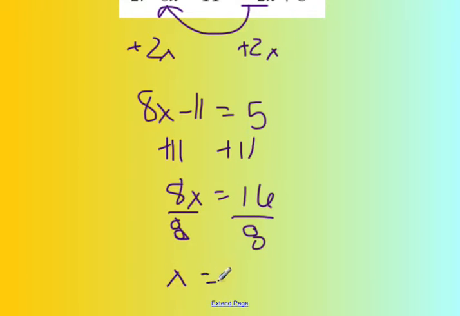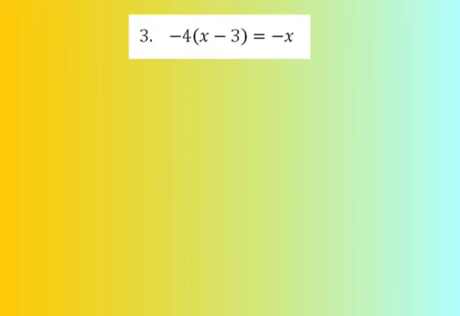Once I do that, I end up getting 2. So my answer for number 2 is x is equal to 2. Now, let's take a look at number 3. So in order to simplify number 3, I need to start with step number 1, and I need to distribute.